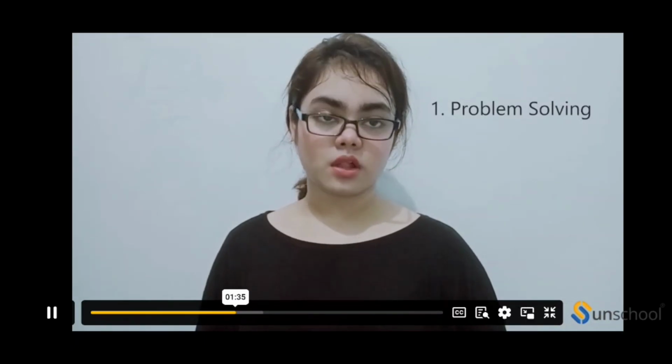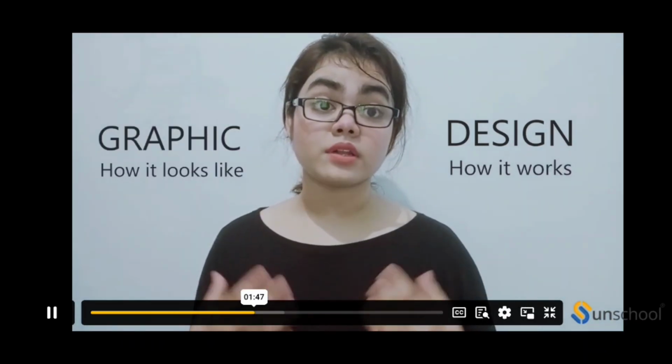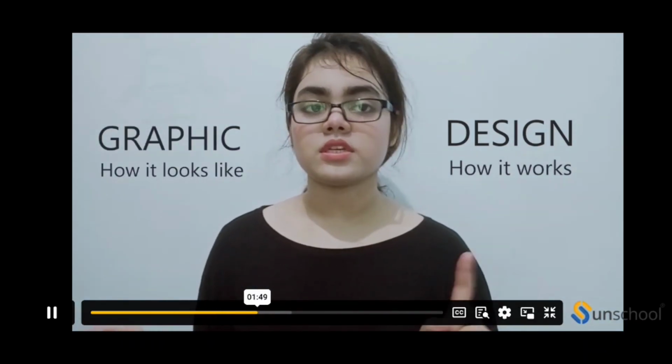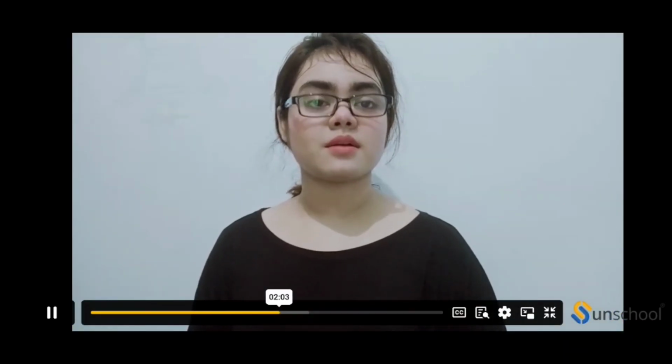Now, another word we have is design. Design is problem solving, thinking, and brainstorming. Design determines the functionality of the certain creation that has been created by using the visual elements of graphic design. Design is more about how it works, but the graphic part is more about how it looks. There's a difference between these two words. Now, this design has certain principles in it. Let's have a look at them. These are pattern, contrast, emphasis, balance, scale, harmony, rhythm, movement, unity, and variety. These are the 10 principles of design that come under the theory.